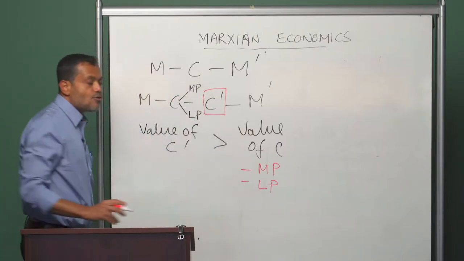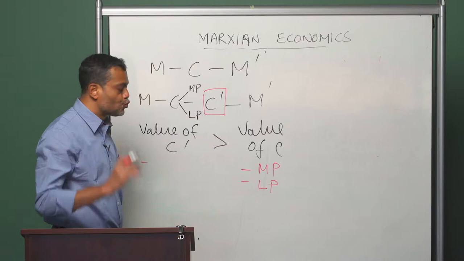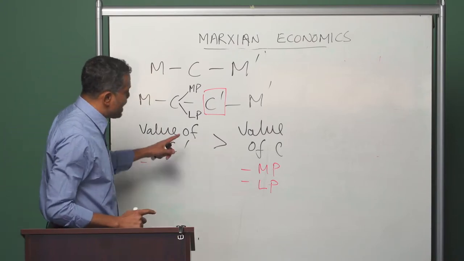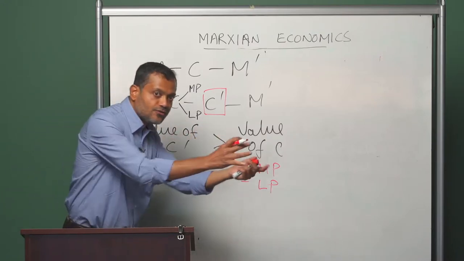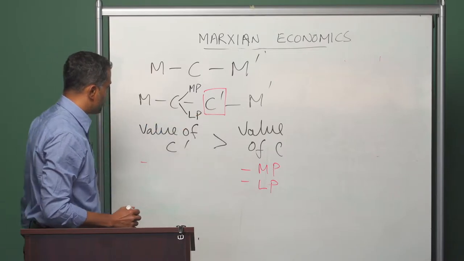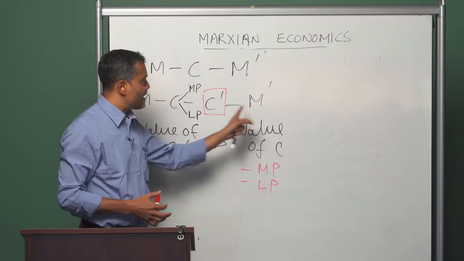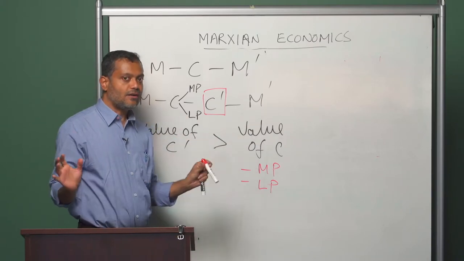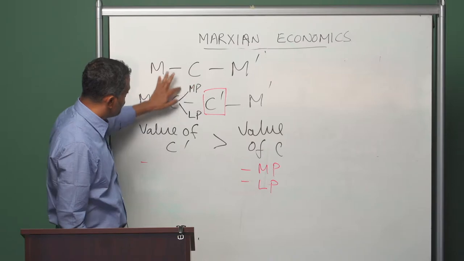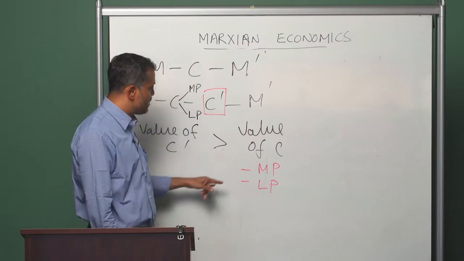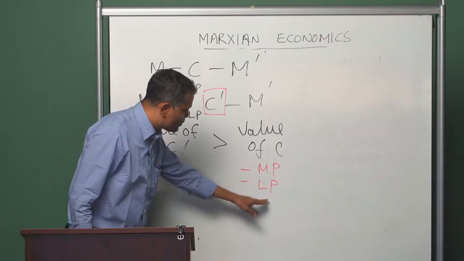Now, what is the value of the finished commodities? The finished commodity's value comes from two sources. One source of the value of the finished commodity is the value of the inputs that get transferred to the finished commodity. For instance, let's think of C prime as a car. So, let's say this is an abstract representation of General Motors. General Motors comes to the market with a sum of money, purchases means of production, so all the raw materials, the machinery, the building, everything, and then also purchases labor power.